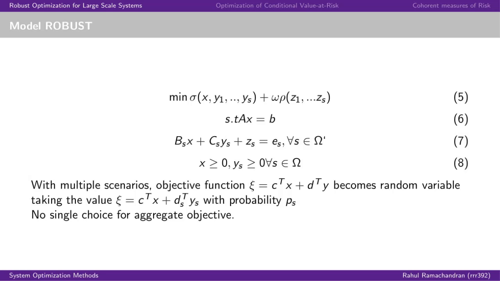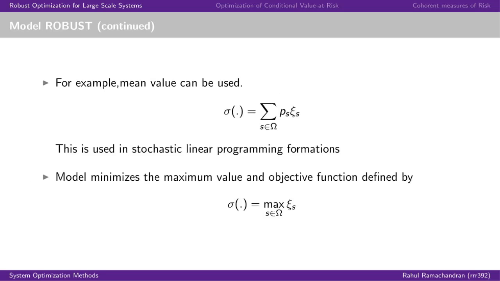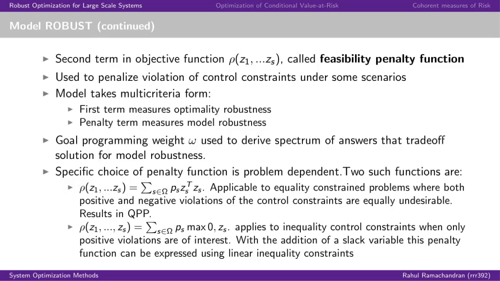The problem discussed so far is now reformulated in this slide. There are multiple functions that can be used as sigma. Here, that is the mean value function. The reformulated model now minimizes the maximum value of the objective function z. The reformulated problem has two terms. The right term rho is called the feasibility penalty function. As its name states, it imposes a penalty when a scenario violates the control constraints.